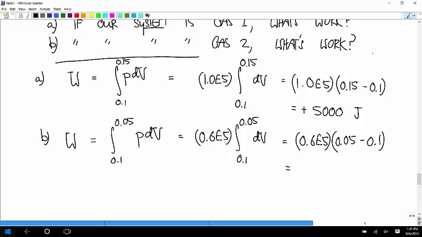And you get negative 3,000 joules. And the signs work out like we predicted they were going to work out. Yes? So assuming over the whole system, in order to have this occur, you need to add 2,000 joules of energy. That's exactly right.